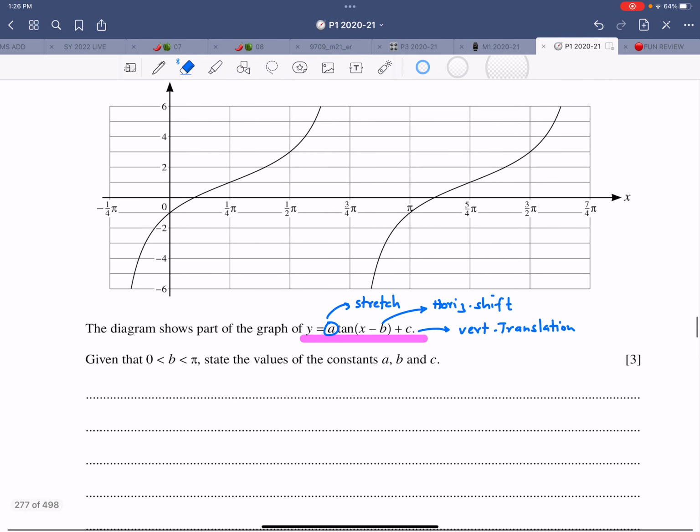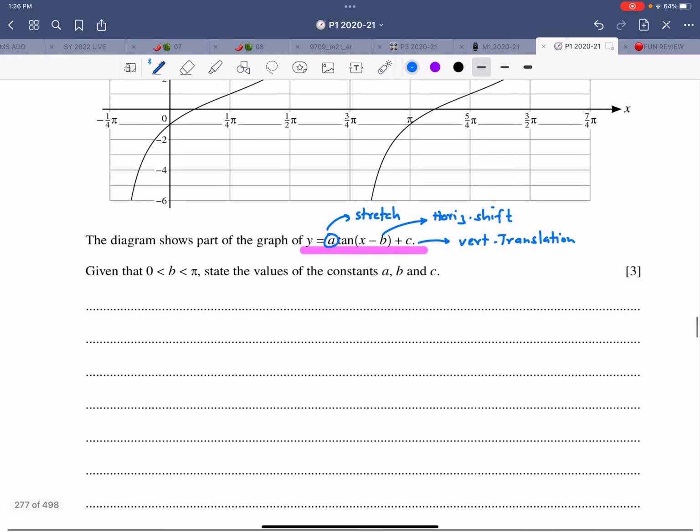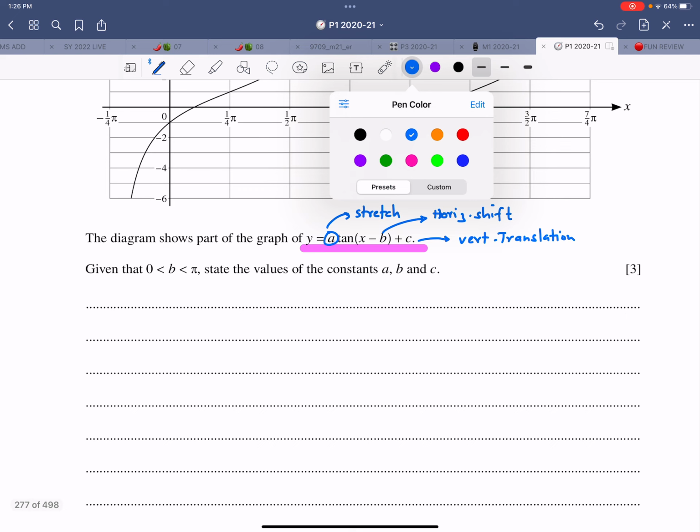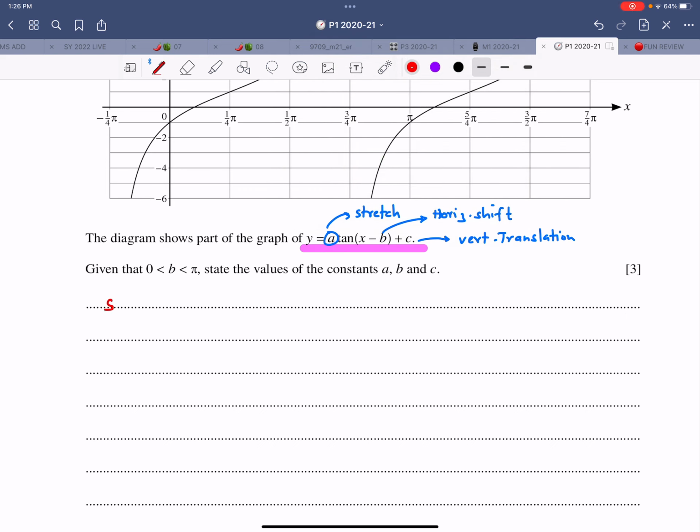What I know for sure is that since the coefficient, that's the main thing. Now listen carefully. Since the coefficient of x is 1, tangent x means 2 cycles in 360 degrees, or 1 cycle in 180 degrees.